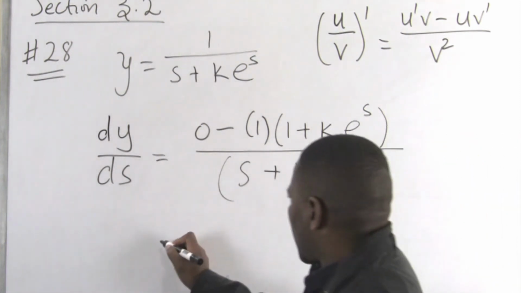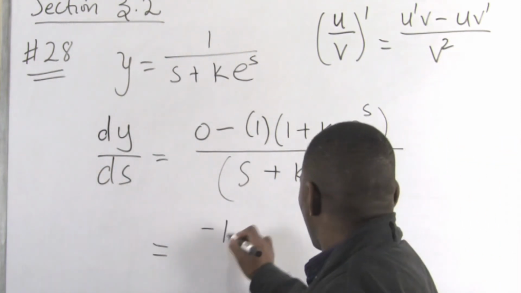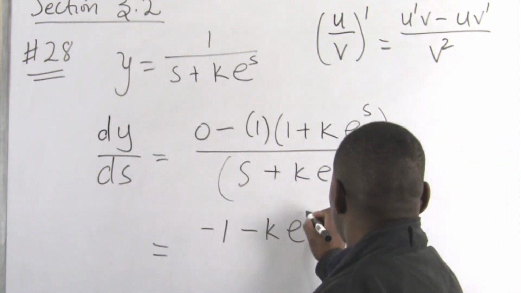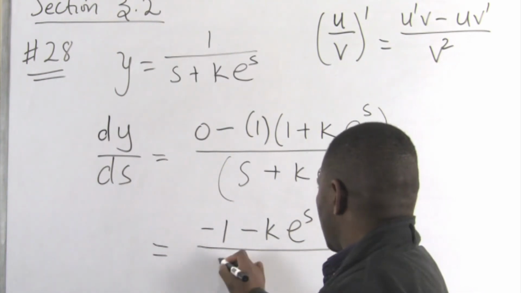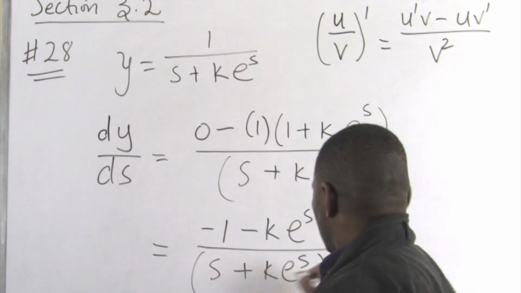Then singa-simplifya kalula, ngaphezulu kuphuma u-minus 1 minus k e to the power s, ku-denominator kusala u-s plus k e to the power s squared.